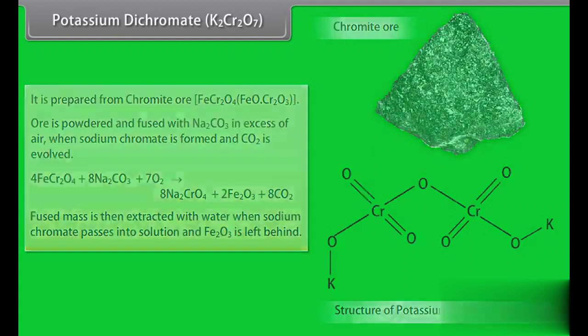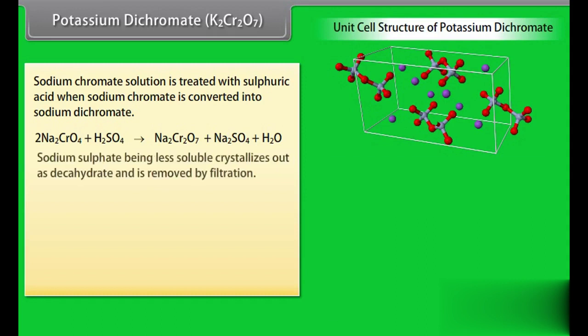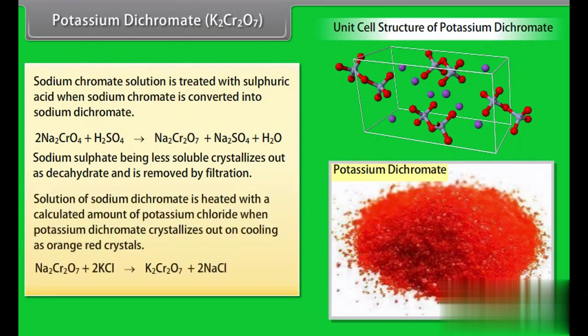left behind. Sodium chromate solution is treated with sulfuric acid when sodium chromate is converted into sodium dichromate. Sodium sulfate, being less soluble, crystallizes out as decahydrate and is removed by filtration. Solution of sodium dichromate is heated with a calculated amount of potassium chloride when potassium dichromate, being much less soluble than sodium salt, crystallizes out on cooling as orange-red crystals.